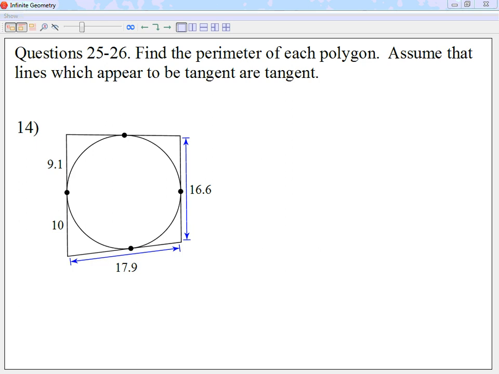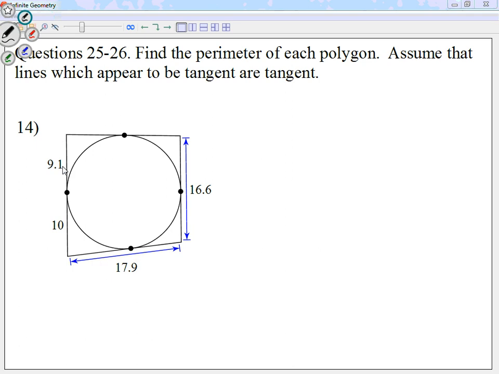All right, so question 14 on the review, which is 25 and 26 on the final, says find the perimeter of each polygon. One thing we've got to remember is that tangent segments are those segments that, if I was to make them a line so they went on forever, will touch the circle only once. So that's what the little point there means. It will only touch the circle once.